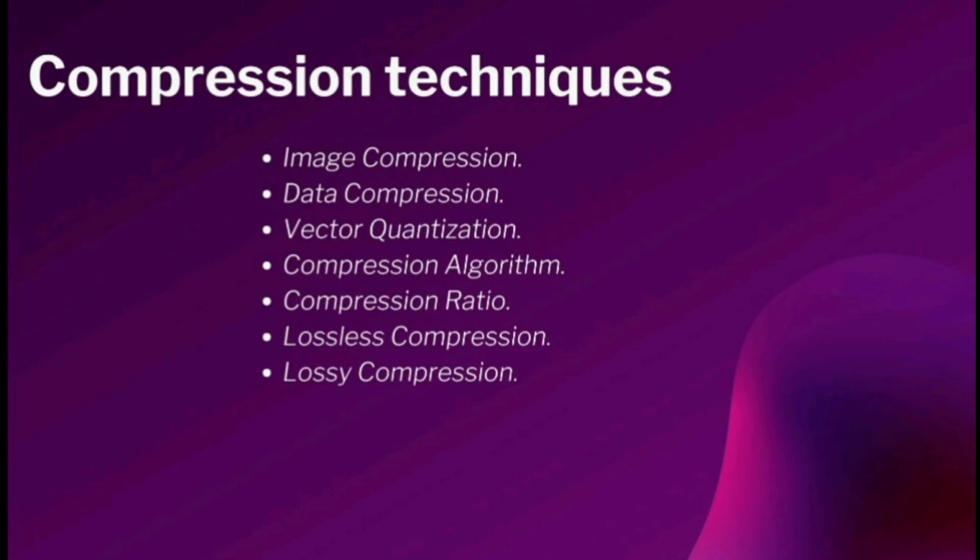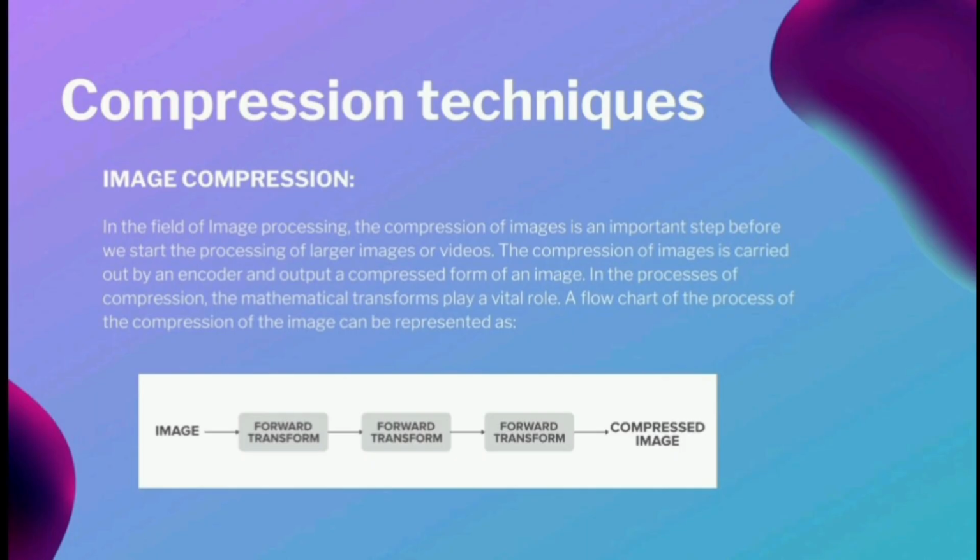Compression techniques: image compression, data compression, vector quantization, compression algorithm, compression ratio, lossless compression, lossy compression. Compression techniques: image compression. In the field of image processing, the compression of an image is an important step. Before we start the processing of larger images or video, the compression of the image is carried out by an encoder, which outputs a compressed form of the image. In the process of compression, the mathematical transform plays a vital role. A flowchart of the process can be represented as an image going through multiple transformations to form a compressed image.